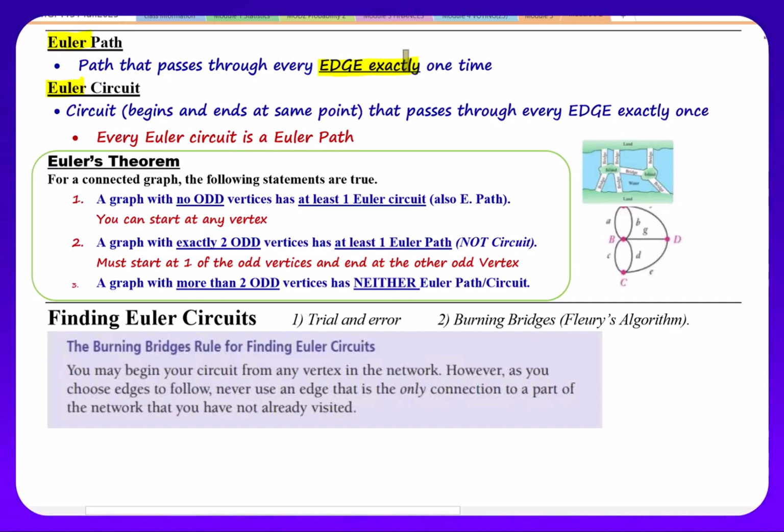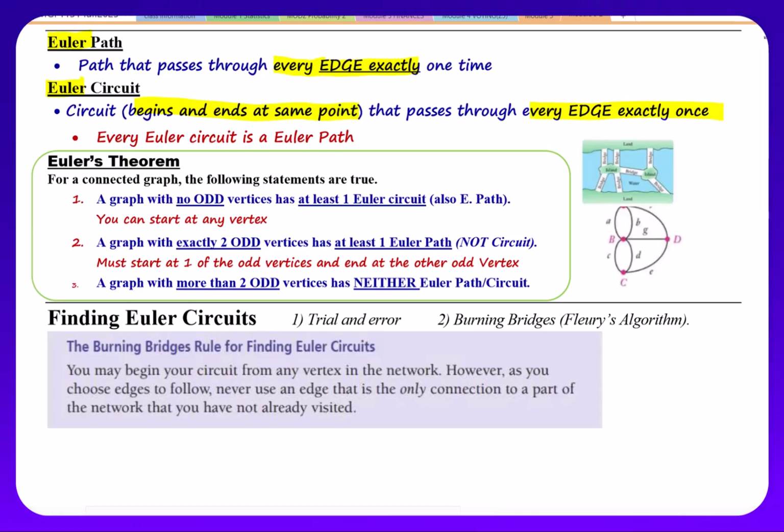So if I'm dealing with a path, an Euler path, I am passing through every edge exactly one time. So every edge is covered. An Euler circuit means that you cover every single edge exactly once, but you also start and stop at the same point.